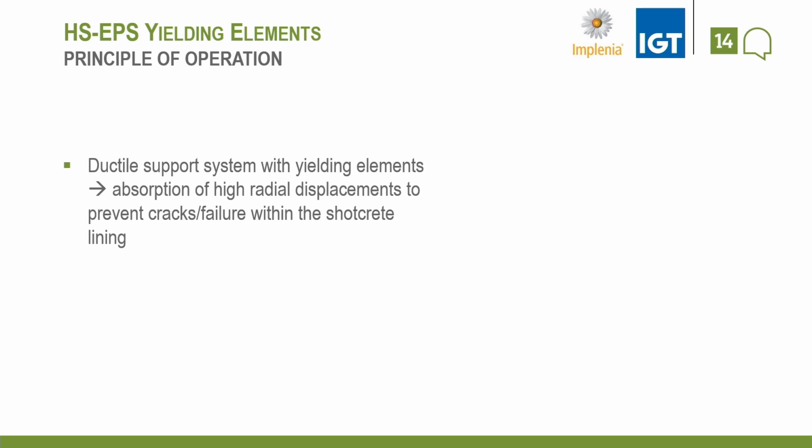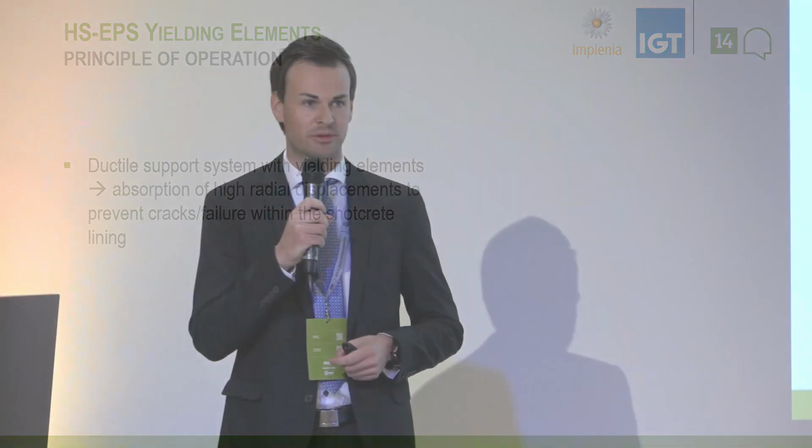How does this system work? What's the principle of this system? We have the installed yielding elements in the shotcrete, and they should take the strains which occur from the rock mass. Because, especially after the first few days after excavation, if we have large deformations, the shotcrete strength is really low and the displacement rate is really high. And in this case, the yielding elements have to absorb the largest amount of displacements, so that the shotcrete does not get any failure or cracks.